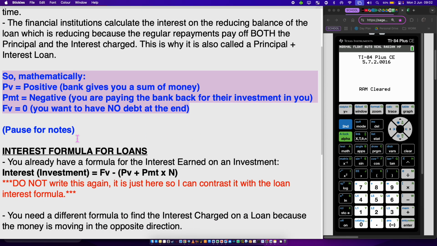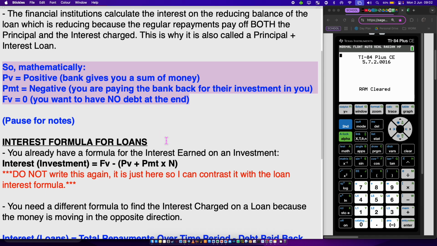Mathematically, what does that look like on TVM Solver? The bank is giving you a giant chunk of money. So what sign is PV going to be? It's not negative anymore because you're getting that from the bank. PV is going to be positive. You're paying the bank back for borrowing that money. So PMT is going to be negative because your money's getting pulled out of your wallet and it's going back to pay them off.